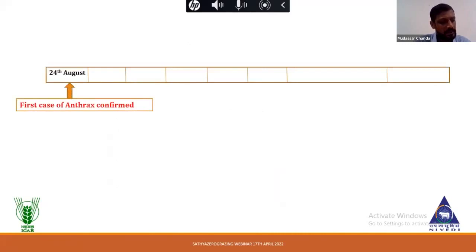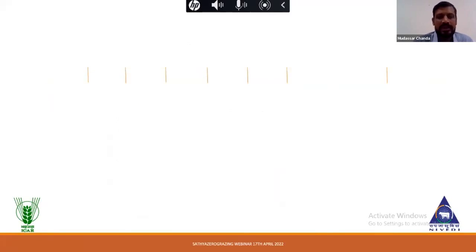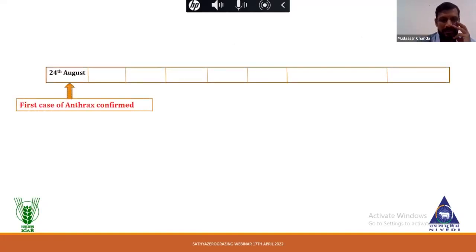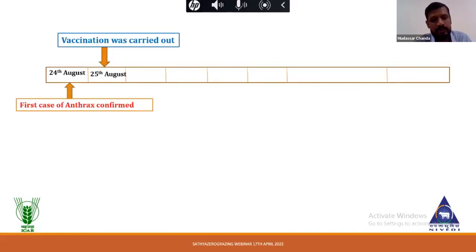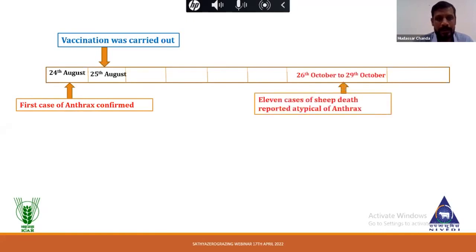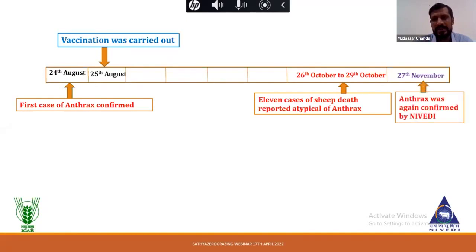So this will be very helpful for identifying the likely period of exposure. This interesting example I'll tell you, which we did, was when collecting data day-wise. The outbreak was happening continuously at one place in Bellary. 24th August was the first case of anthrax. On 25th August, vaccination was carried out against anthrax. But if you see, after so many months of vaccination, from 26th October to 29th October there were still cases of anthrax happening in those sheep flocks. When we visited, anthrax was confirmed again on 27th November. If you see the time period, August, September, October, November, for 4 months the outbreak was happening.